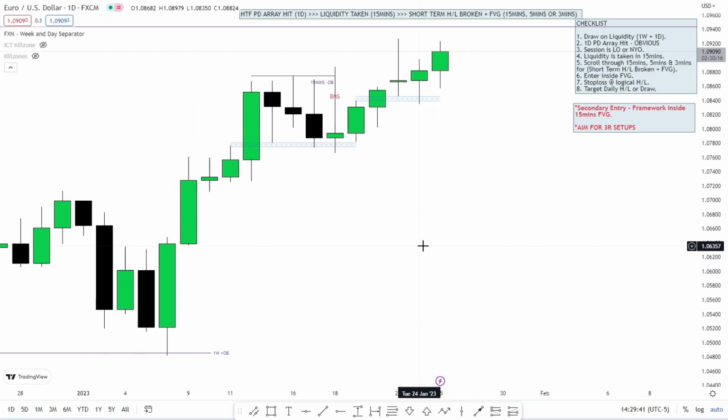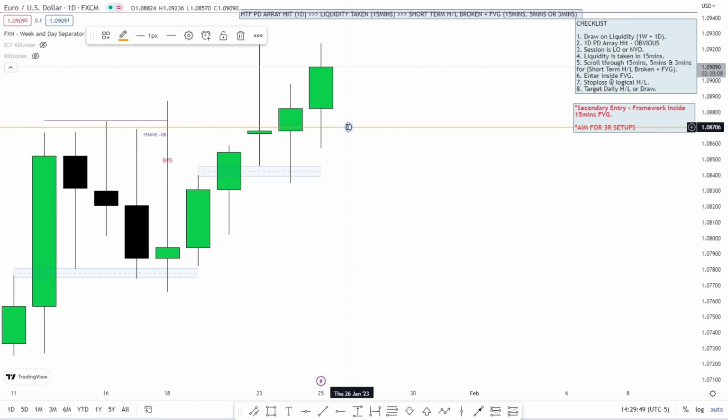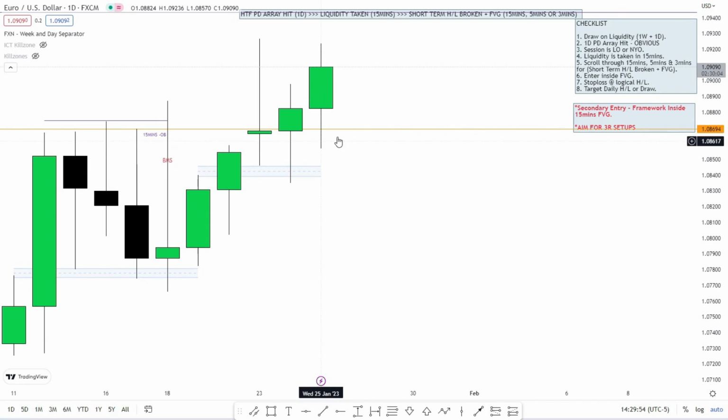So in this instance, we had already come from this imbalance. So the order block was this one. So I used the high. Should be something obvious, something simple. Don't overcomplicate it. So the high was retested right there.